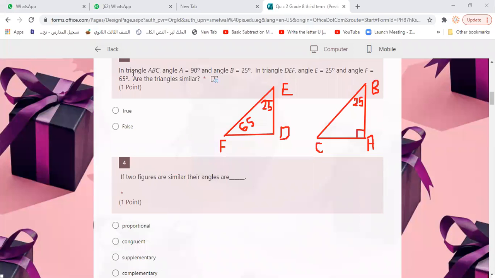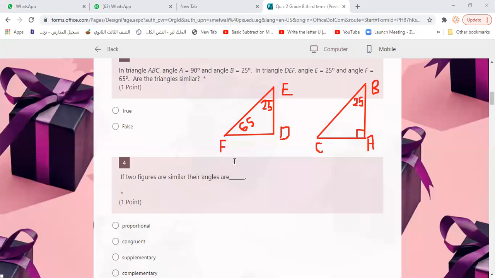Next question. In triangle ABC, angle A equals 90, angle B equals 25. In triangle DEF, angle E equals 25 and angle F equals 65. Are the triangles similar? We want to check first. We will draw a triangle. He said it's a right angle at A, so we put A equal 90 degrees and angle B equal 25. In the second triangle, he didn't mention a right angle, but he said angle E is 25 degrees and angle F is 65 degrees.